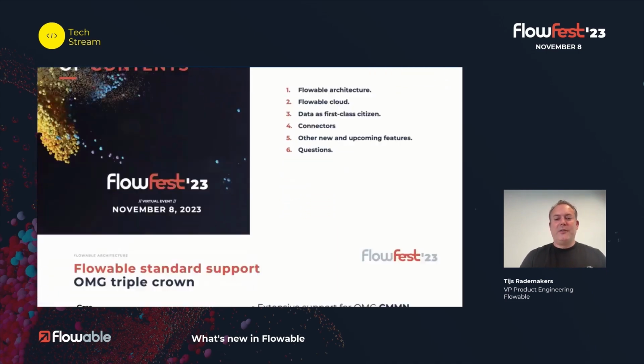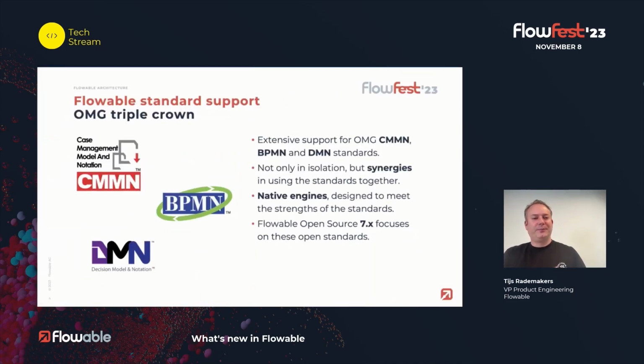So let's first dive into the Flowable architecture. For Flowable, it's really about CMMN, BPMN, and DMN as the starting point. So this is really our foundation. This is where we build everything on top of. OMG refers to this as a triple crown, and that's also how we see it.